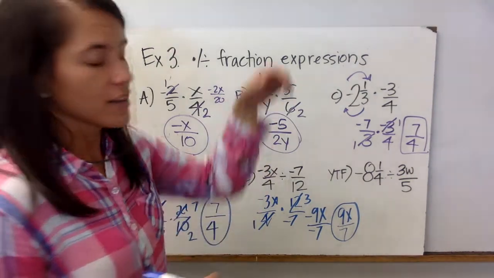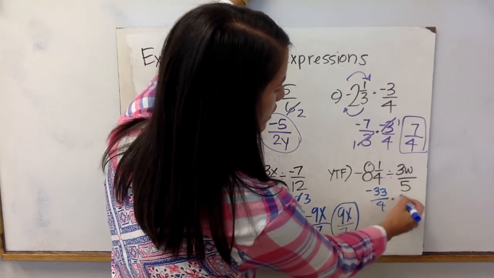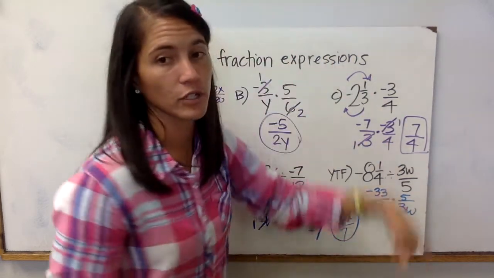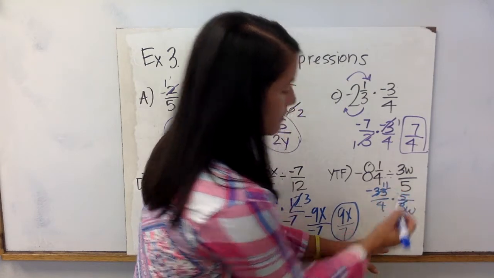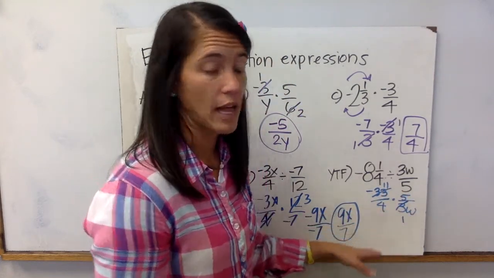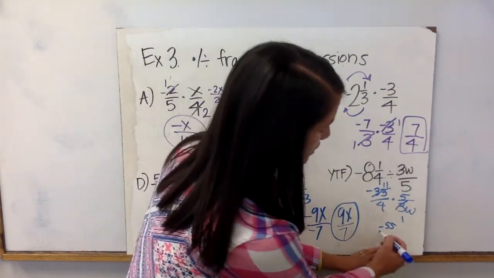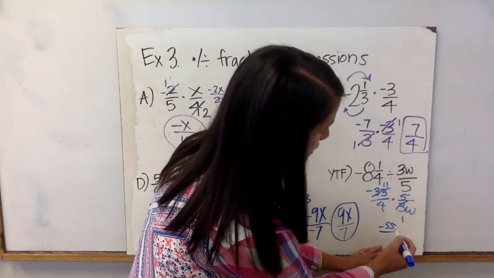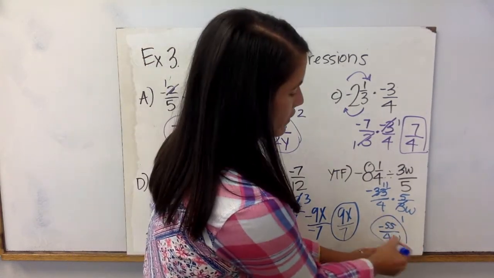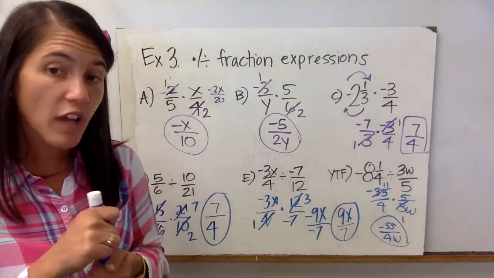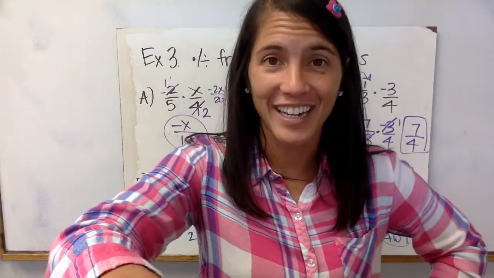All right. The answer, so this is negative 33 over 4 times 5 over 3w. I am going to simplify my 3 and my 33. And then I'm going to multiply. Negative 55 divided by 4w. If you got that wrong, then go back and listen or email me, and we'll go over more in class next time.